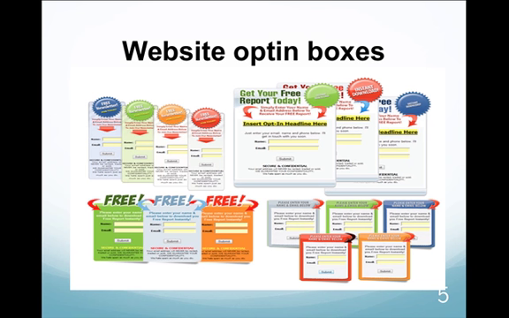So this is what a website opt-in box looks like. What happens is that when the customer comes to your website, it pops up in front of them and says, get your free report today. Enter your name and email. You can opt out at any time. Your information is secure and confidential. We're not going to sell it. We're not going to spam you. We're going to keep you in contact and informed with what's going on in our business. And you can opt out at any time at no cost.